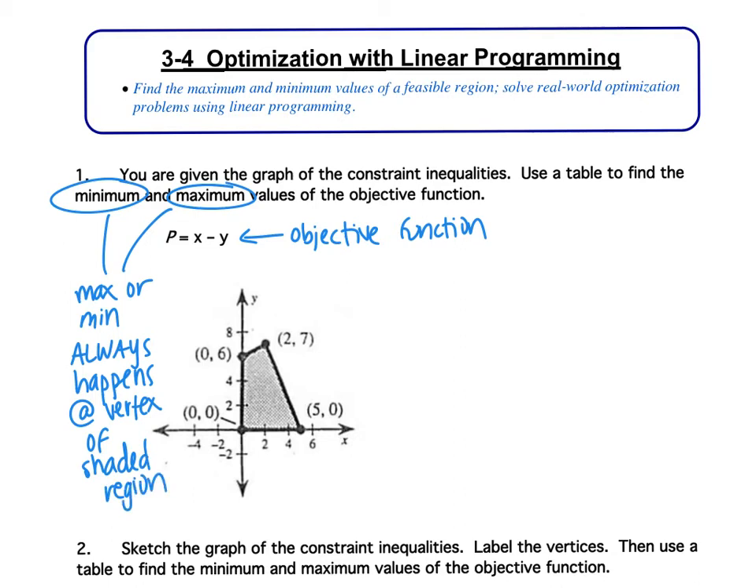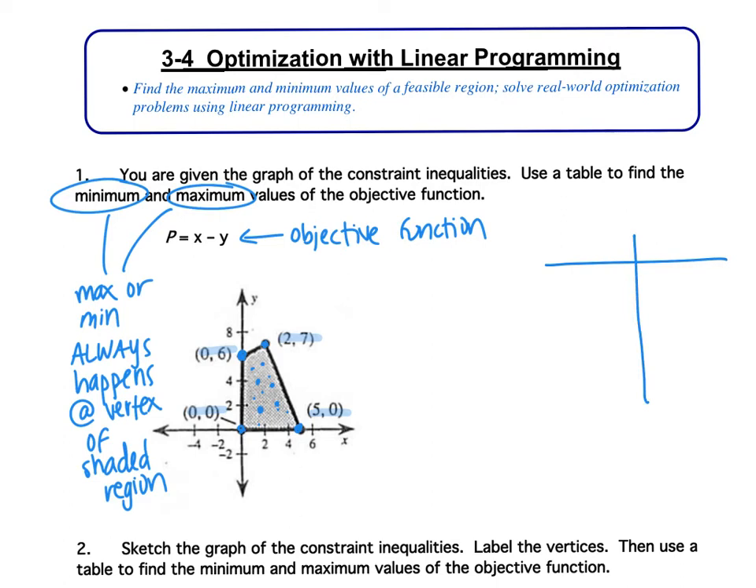So looking at our shaded region, the max or min is not going to happen anywhere in between. It's just not going to. It's only going to happen at one of these points, one of the 4 vertex points. So the max or min only happens at one of the vertex points. Now, we don't know just by looking at the points which one will give us a max and which one will give us a min, so we're going to need to test them out in a table.